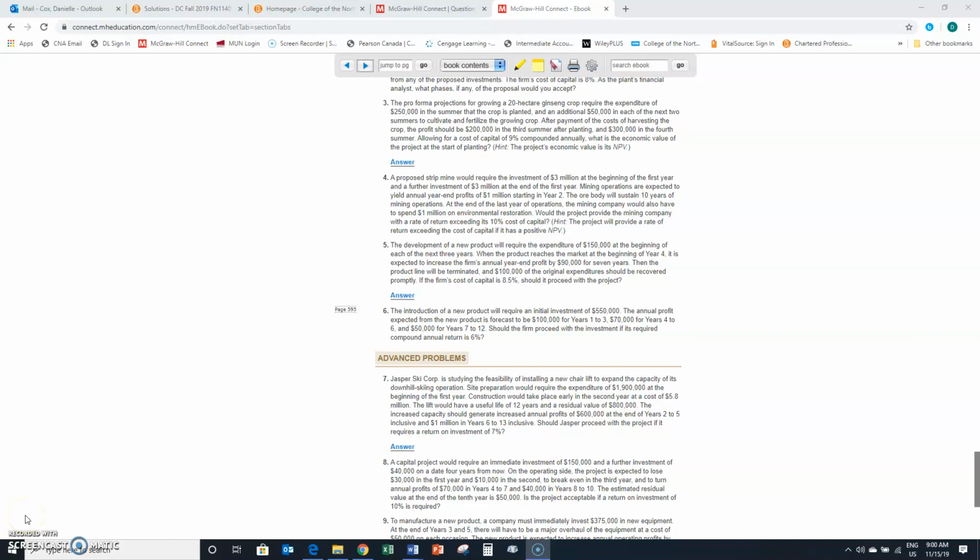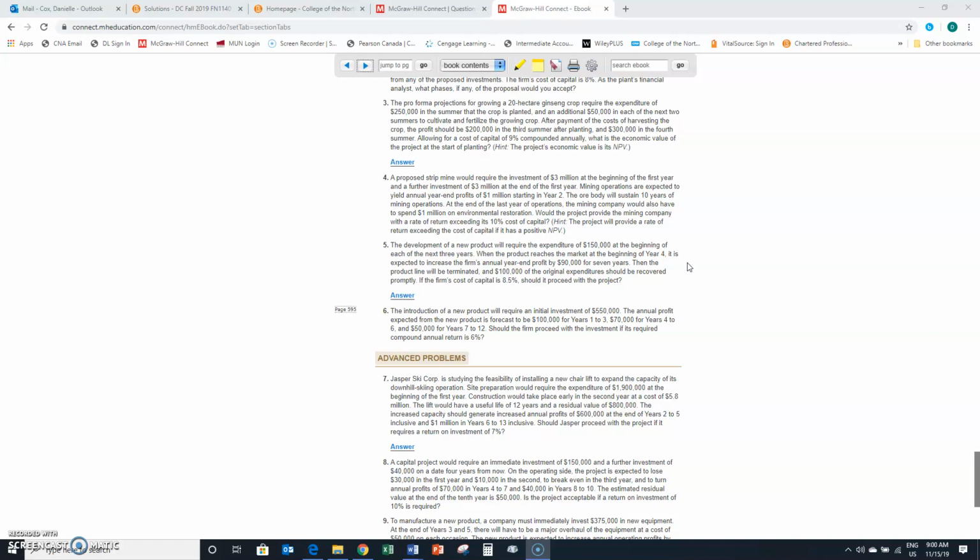We are in section 16.2 and we're going to look at problem number 5. The development of a new product will require the expenditure of $150,000 at the beginning of each of the next 3 years. When the product reaches the market at the beginning of year 4, it is expected to increase the firm's annual year-end profit by $90,000 for 7 years. Then the product line will be terminated and $100,000 of the original expenditure should be recovered promptly. If the firm's cost of capital is 8.5%, should it proceed with the project?